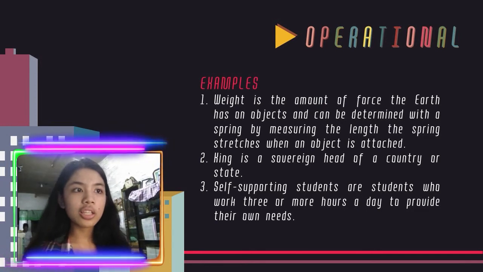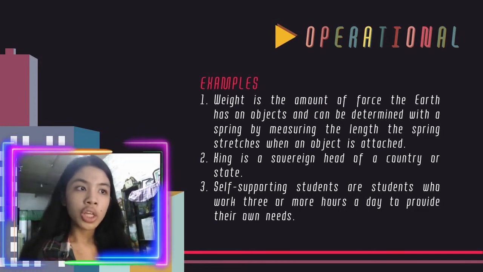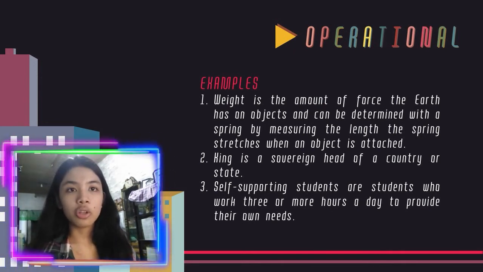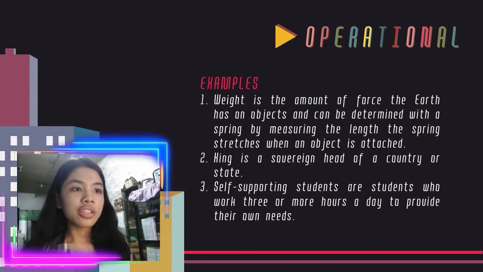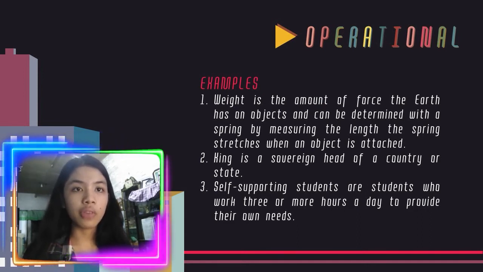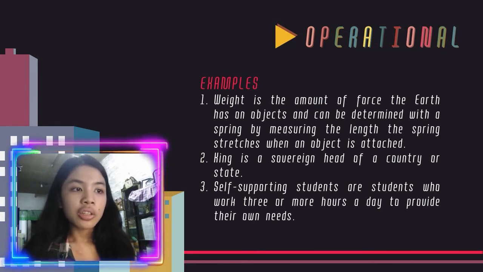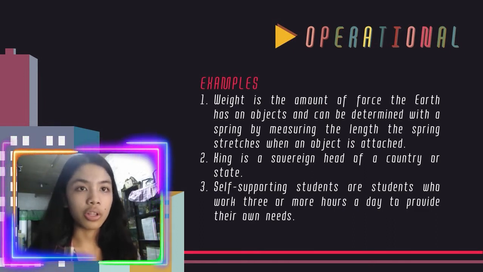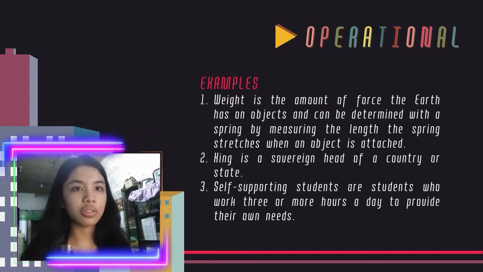Number 2. King is a sovereign head of a country or state. In example number 2, it really depends on the study. It measures the capacity of the king to rule a country or a state. Number 3. Self-supporting students are students who work 3 or more hours a day to provide their own needs. Here, in example number 3, the time that the self-supporting students give to their job is also measurable. So it is an example of operational definition.